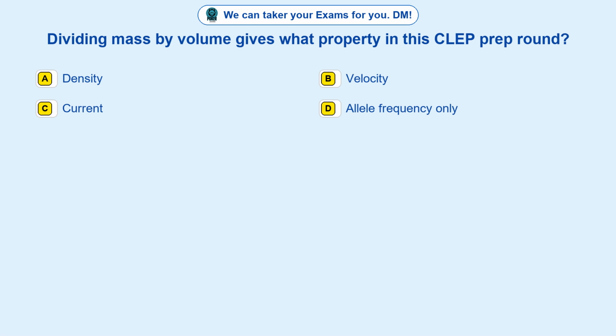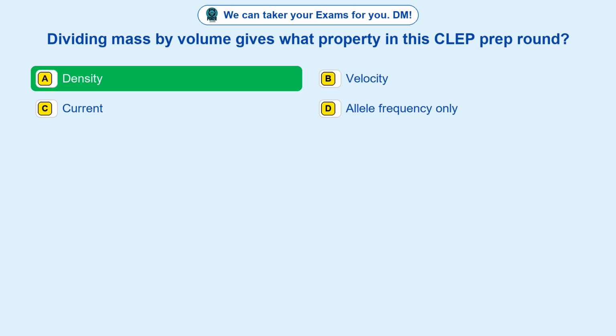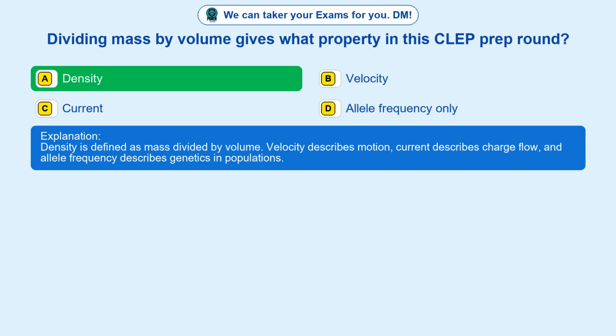Question 78. Dividing mass by volume gives what property in the CLEP prep round? Option A, density. Option B, velocity. Option C, current. Option D, allele frequency only. The correct answer is option A. Density. Density is defined as mass divided by volume. Velocity describes motion, current describes charge flow, and allele frequency describes genetics in populations.